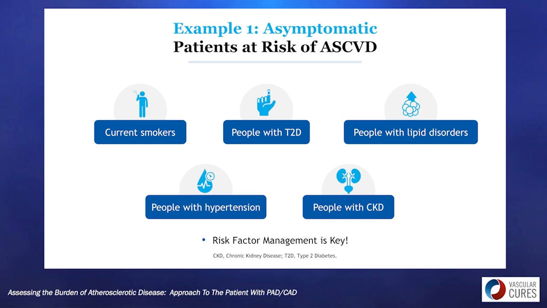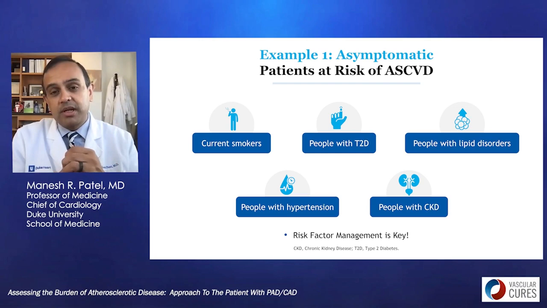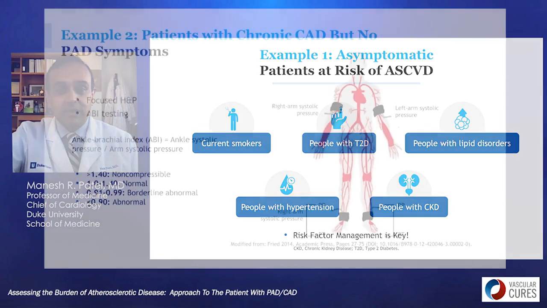Examples of patients at risk for atherosclerotic cardiovascular disease are patients that you probably see in clinic all the time. Those include patients that are smokers, patients with type 2 diabetes, those with atherosclerotic lipid disorders, people with hypertension or chronic kidney disease. As we know from the American Heart Association, knowing Life Simple 7 and thinking about those things that we can do to prevent cardiovascular disease, a lot of these risk factors and behaviors are tied in to type 2 diabetes, tobacco use, lipid disorders, hypertension. So managing these risk factors is critical to improving your patient's outcome.